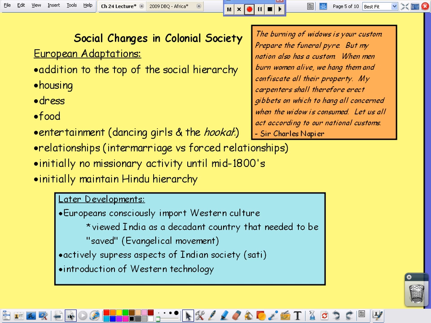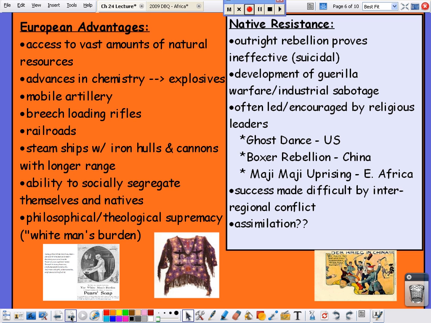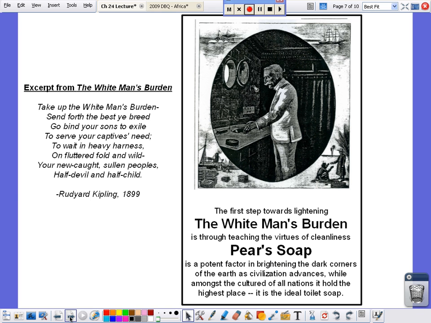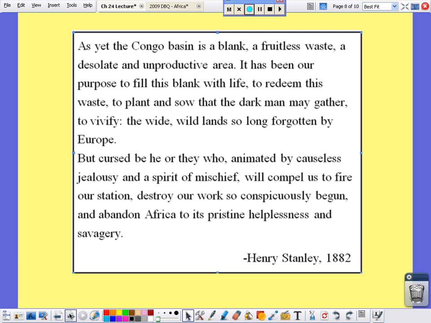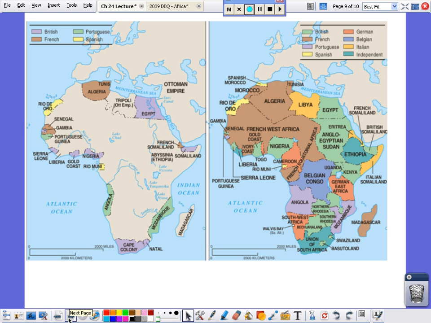And we're going to have a lot of great visuals for this as well. We're going to talk about the reasons why the Europeans are successful. We're going to look at some of the propaganda that promotes some of these changes. And we're going to get a before and after glimpse of just how quickly Europeans gain control.